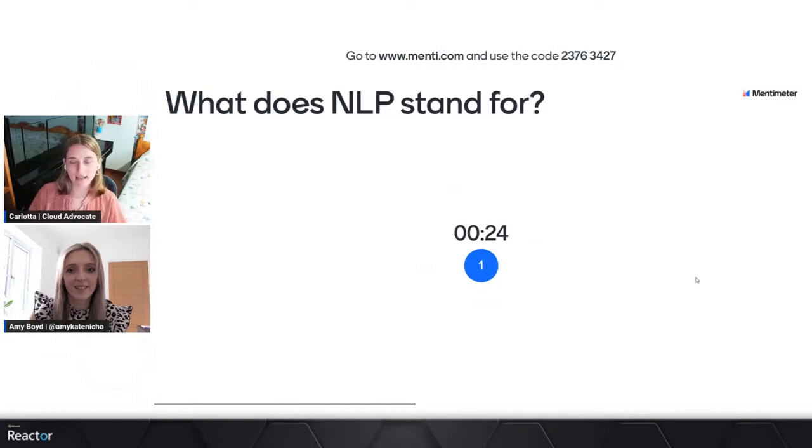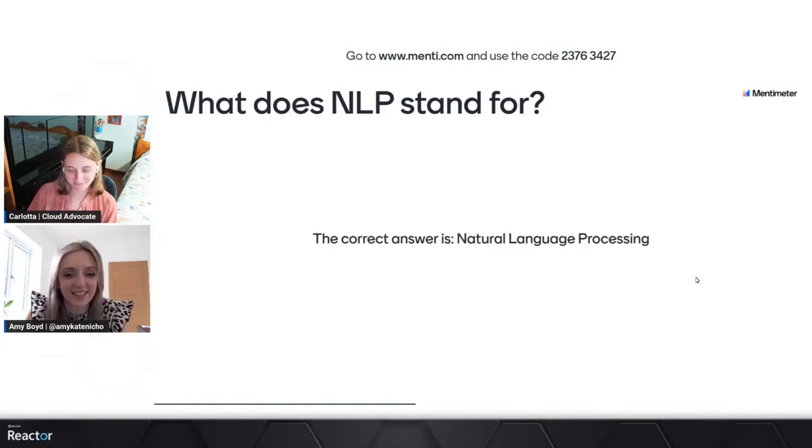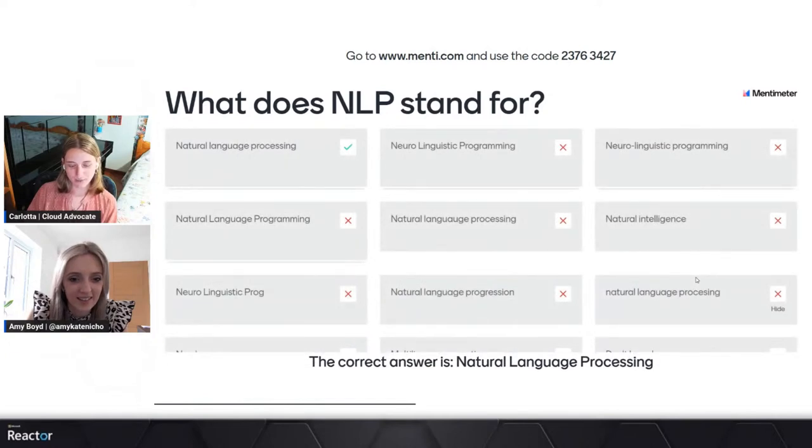We have a few more seconds for this question, since the first one was very, very easy. Lots of you answered correctly. So let's see for this second one, how many of you are able to guess it right. Of course, this is a competition, but feel free to guess if you don't know the answer. Don't be shy. Okay. So the correct answer is natural language processing.